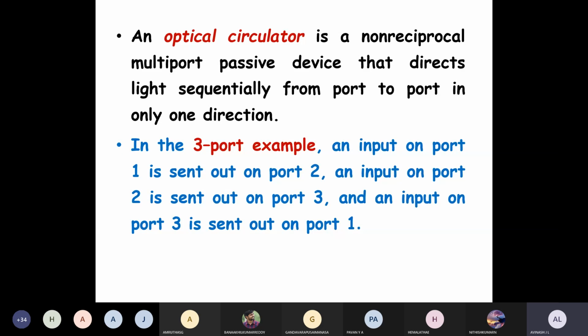So that is what we say, in only one direction. An optical circulator is a non-reciprocal multi-port passive device that directs light sequentially from port to port in only one direction.